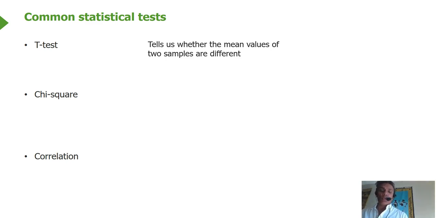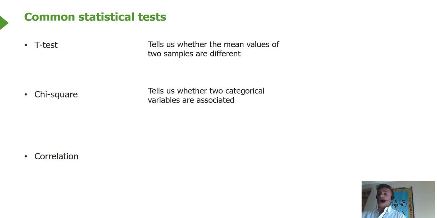So if we want to compare means, for example, if I want to know whether the mean midterm mark of this class is different from the mean final exam mark of this class, I will do a t-test. If I want to know, is the mean age of women in this class different from the mean age of men, I will do a t-test. Right? So if I'm comparing means, I do a t-test.